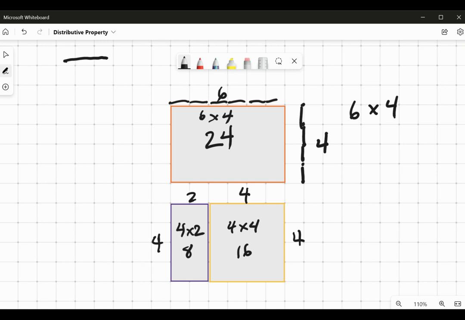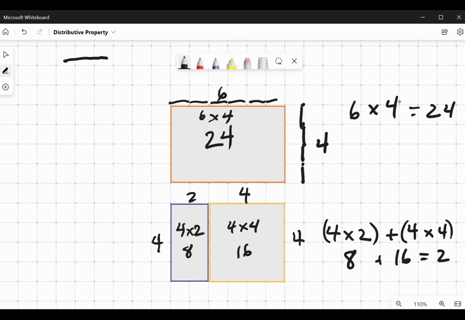Well, isn't this over here the same thing as 4 times 2 plus 4 times 4? And don't they equal the same thing? So this equals 24, and this also equals 24, but we get there by getting it as 8 plus 16. Well, that's what the distributive property is.